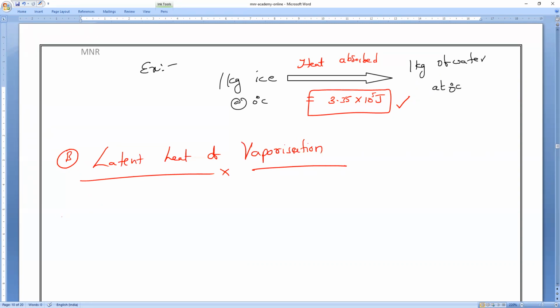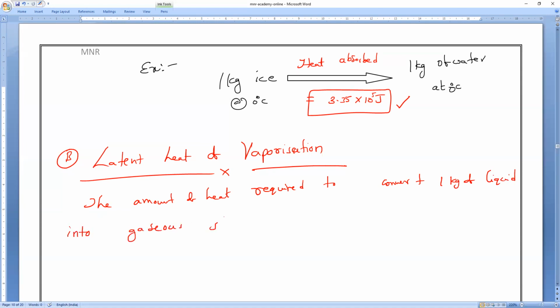The amount of heat required to convert 1 kg of liquid into what state, guys? Gaseous state. At what pressure? Agalya, Shivani? At atmospheric pressure, without changing its what? Temperature. Without changing its temperature.